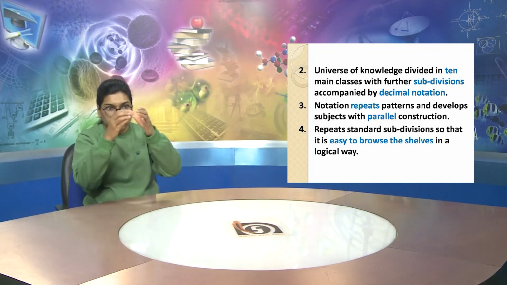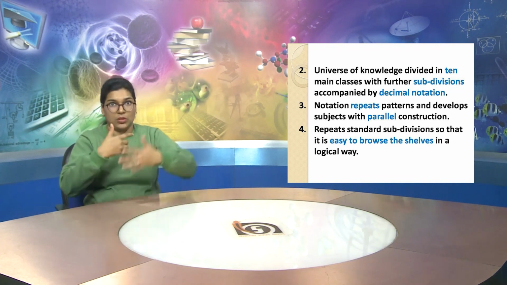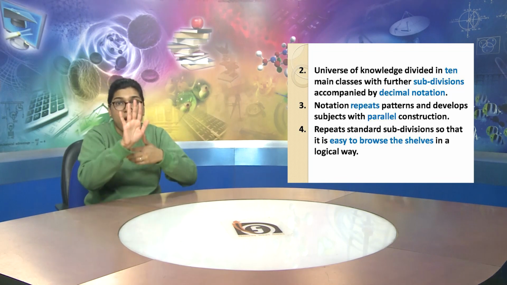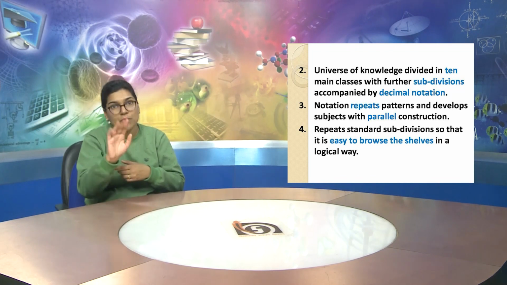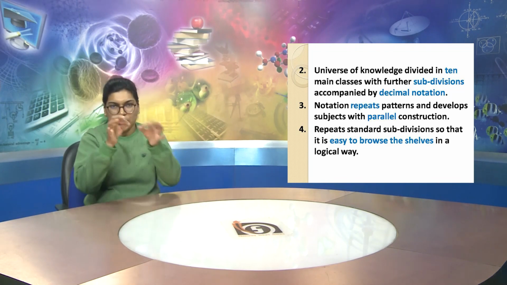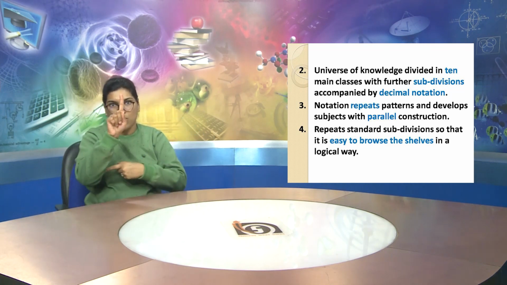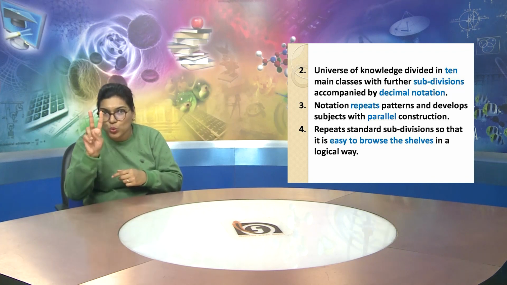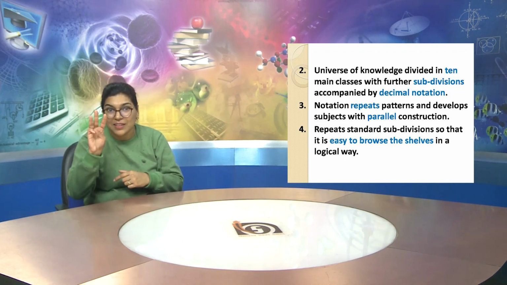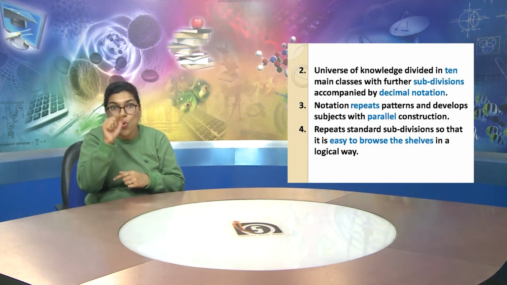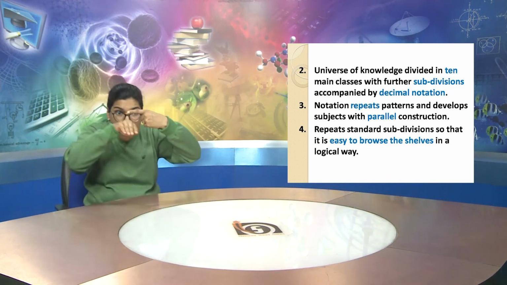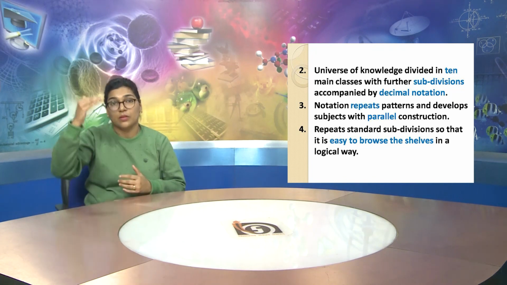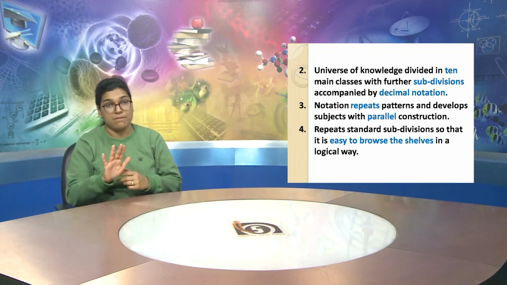Point 2. The universe of knowledge is divided into basically 10 main classes with further subdivisions accompanied by decimal notation. For example, if the numbers are from 1 to 10, then the further subdivisions would have numbers like, under category 1, there would be 1.1, 1.2, 1.3, 1.4.